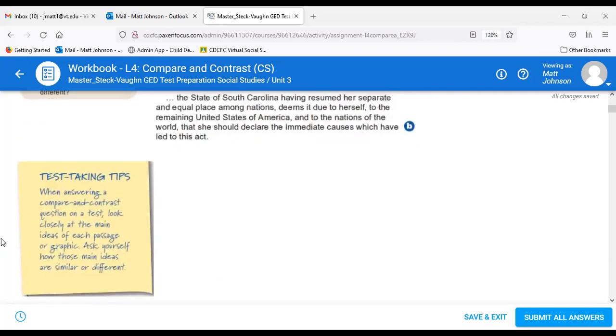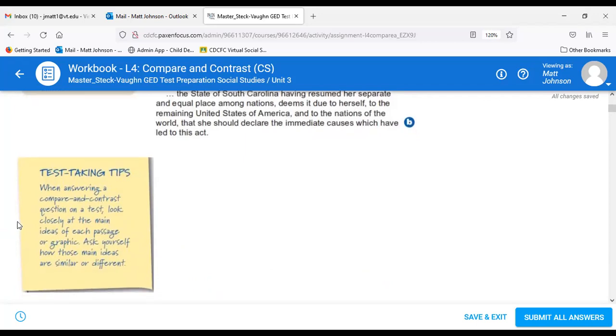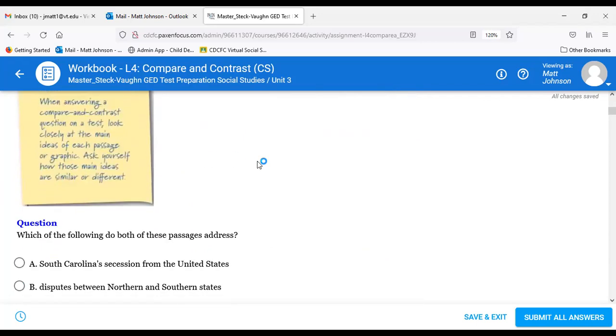And then our test taking tip says, when answering a compare and contrast question on a test, look closely at the main ideas of each passage or graphic. Ask yourself how those main ideas are similar or different. Okay? Always asking yourself those questions.